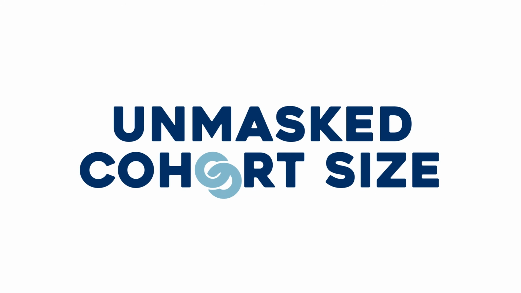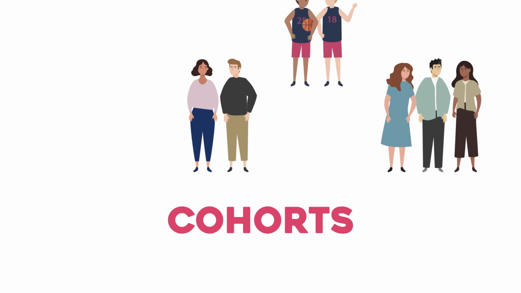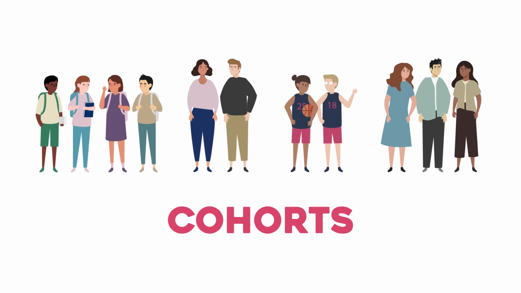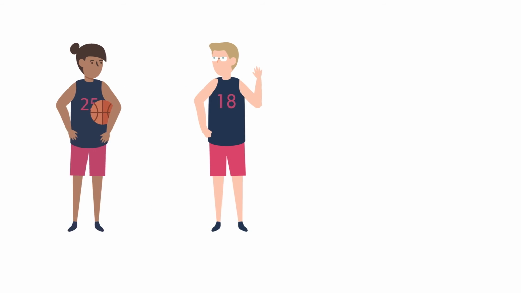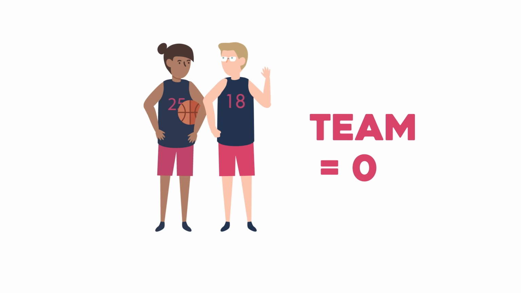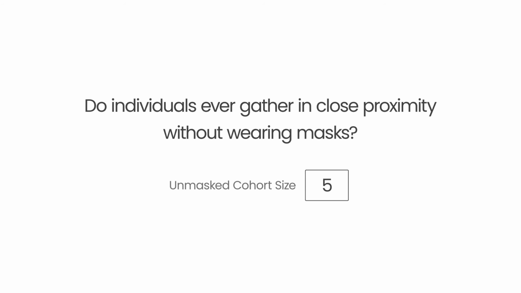Unmasked cohort size. An unmasked cohort is when a small group of people gather indoors close to one another without wearing masks. This might be the school basketball team, or 4 students who eat lunch together every day with tables spaced at least 6 feet apart. For this input, please enter the size of the largest cohort of unmasked people. If the largest cohort is a basketball team of 14 students, input 14. If no such event happens at your organization, your input here should be the number 0.